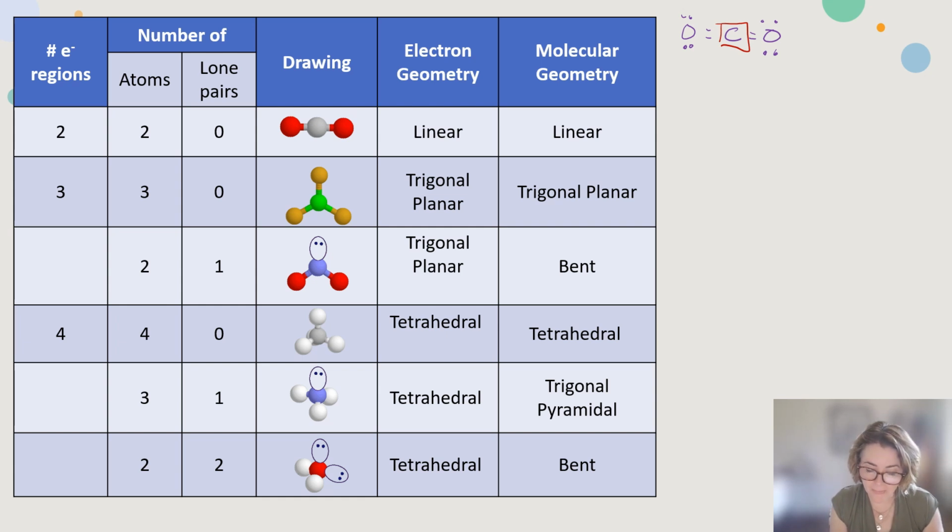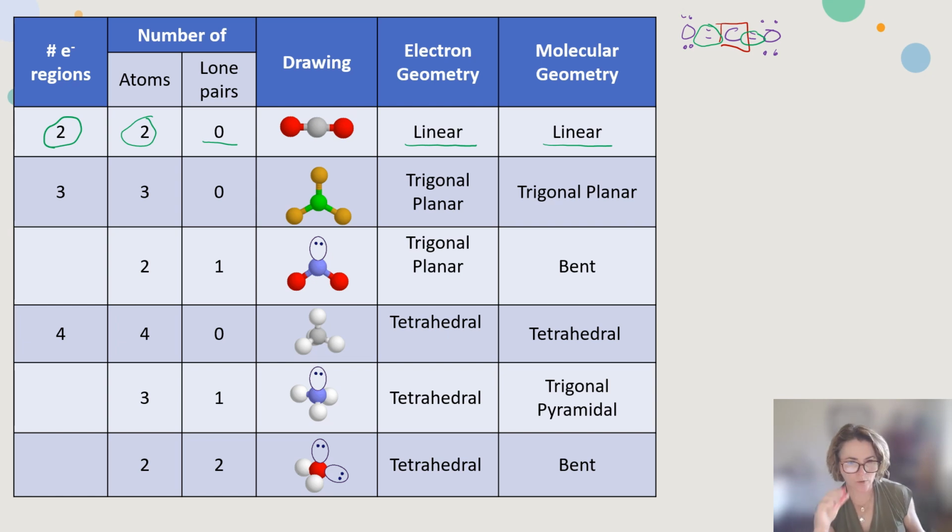So for carbon, I have a double bond on each side of the carbon. Remember that double bonds each count as one region. Since I have 2 double bonds, I have 2 regions around that carbon. So for carbon dioxide, I have 2 electron regions. Now, I want to investigate how many lone pairs and how many atoms I have around that carbon. In this case, I have 2 atoms and 0 lone pairs. That means that the electron geometry and the molecular geometry are both going to be linear.